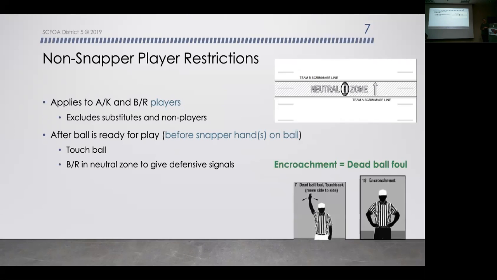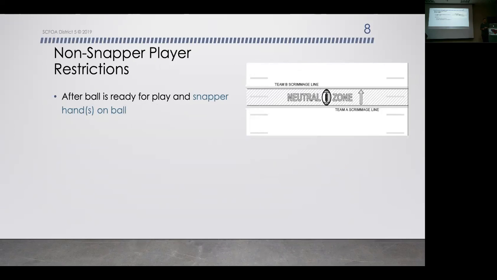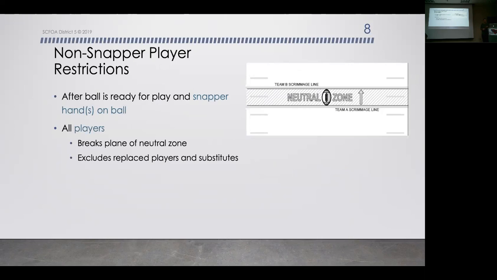After the ball is ready for play and the snapper has his hands on the ball, if any players break the plane of the neutral zone, then they have committed a foul. Now, this excludes replaced players and substitutes. So until that substitute who's coming on is on his side of the neutral zone, he's not penalized, obviously. And if a player is being replaced, and he runs towards his sideline and crosses the neutral zone, he's not penalized for that.